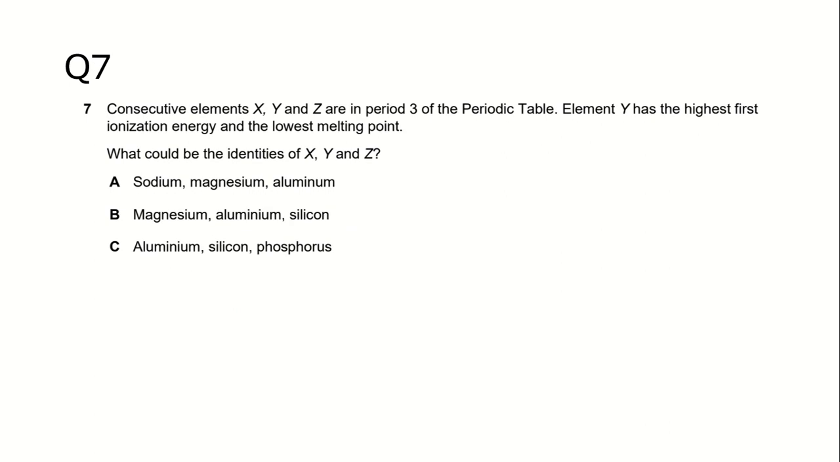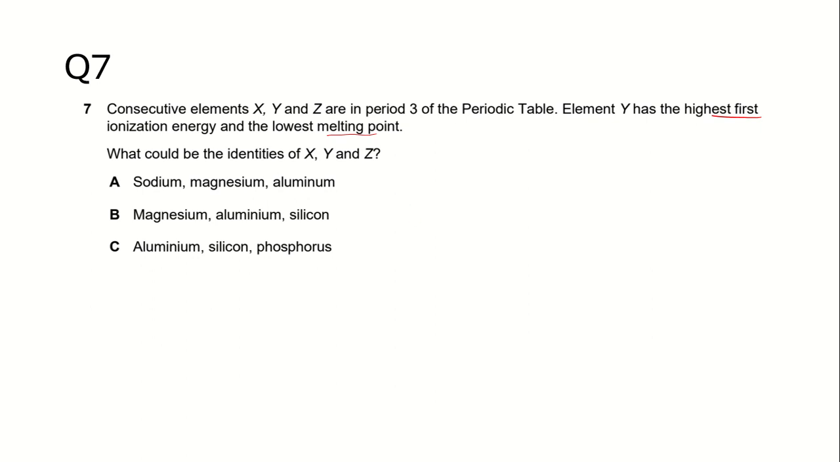Now let's look at question 7. Question 7 is about period 3. There are a few properties of period 3 elements that you need to know. They ask about first ionization energy and also the melting point. These are the trends that you need to know, the graph, the trend.